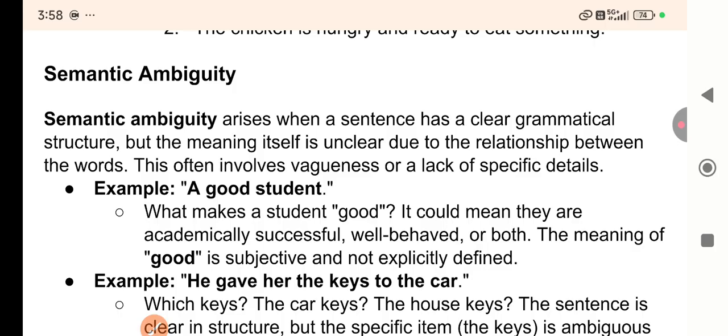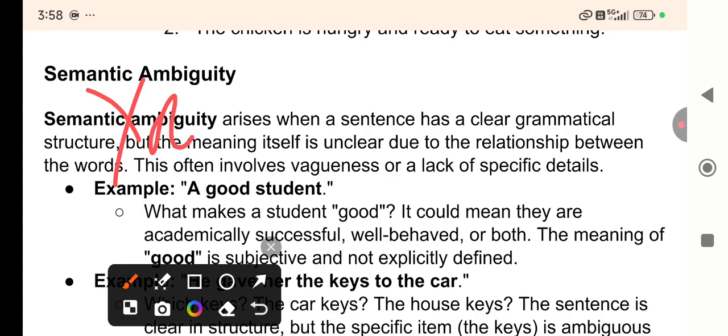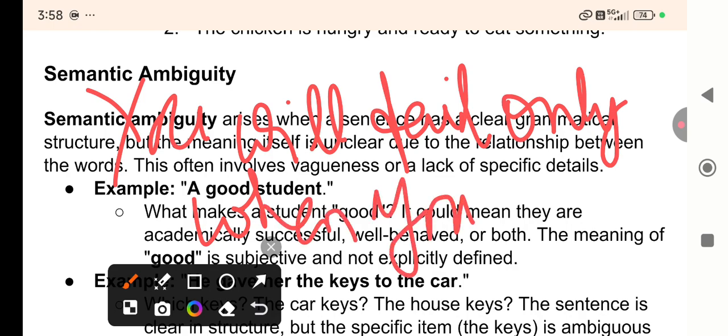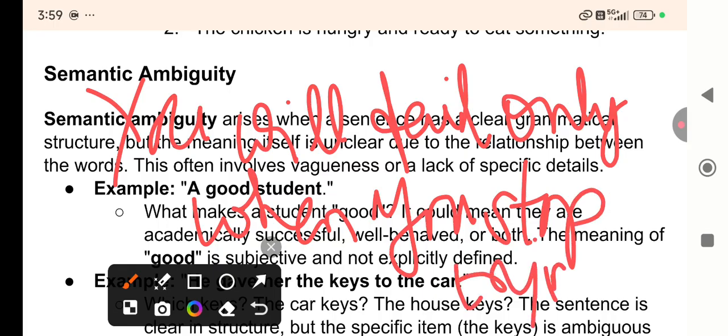One more example: you will fail only when you stop trying. I have read somewhere that sentence, it is like this: you will fail only when you stop trying. Right? You will fail only when you stop trying. This is a proper sentence.